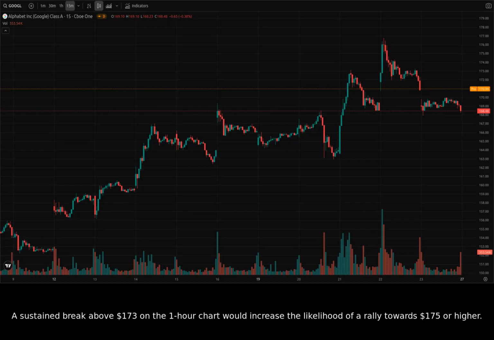Looking ahead, here's what to watch for. A sustained break above $173 on the one-hour chart would increase the likelihood of a rally towards $175 or higher. Failure to hold $168 on the one-hour chart, combined with negative news flow, could trigger a sell-off towards $165. Based on the charts and news, it's crucial to keep an eye on these levels.